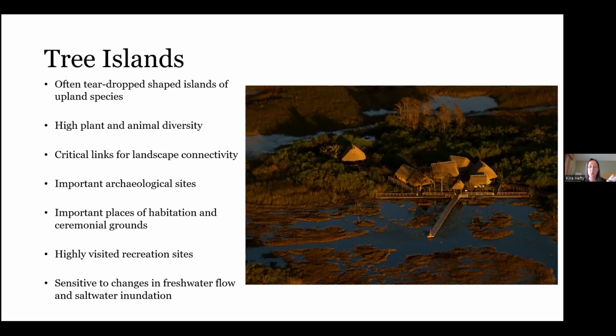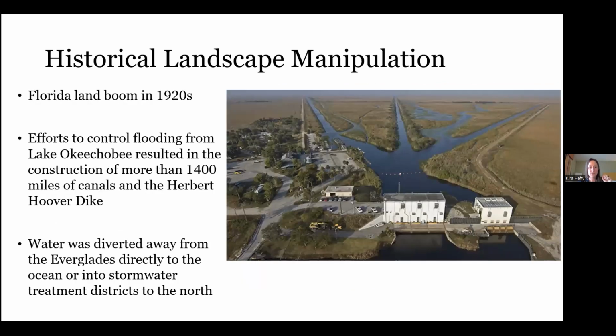And like I mentioned before, this freshwater inundation is absolutely critical for defining where these tree islands occur. And it's very sensitive to change in freshwater inundation. And so that has historically been an issue within southern Florida. There's been a lot of manipulation, direct human manipulation of freshwater flow within the greater Everglades system, including Everglades National Park. And so human European habitation really exploded in the 1920s.